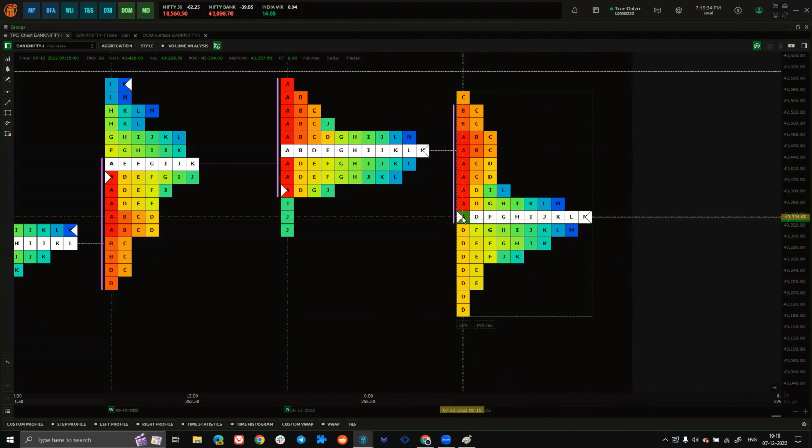See, this is the A level where the market opened. 1, 2, 3, 4, 5, 6, 7 Ds came. And similarly, the same thing happens to all the next periods. All right.